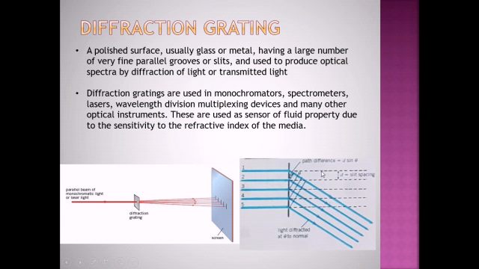with the horizontal line. If this angle is theta, this angle is also theta, because according to a rule in mathematics, the angle between two lines is equal to the angle between their perpendiculars. This line is perpendicular to this horizontal line, this line is perpendicular to this line, so this angle is theta, and the path difference which two waves have is equal to d sine theta.